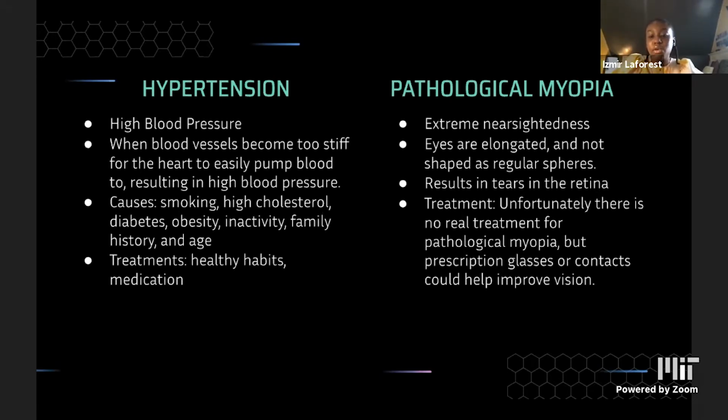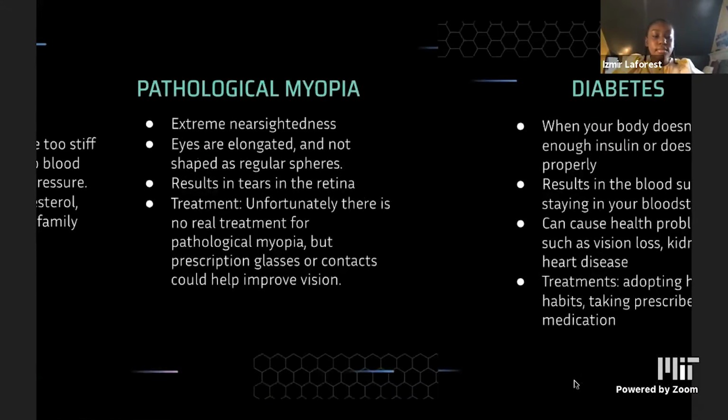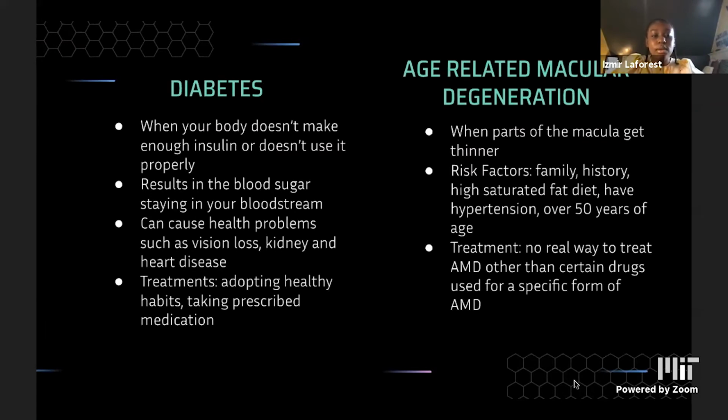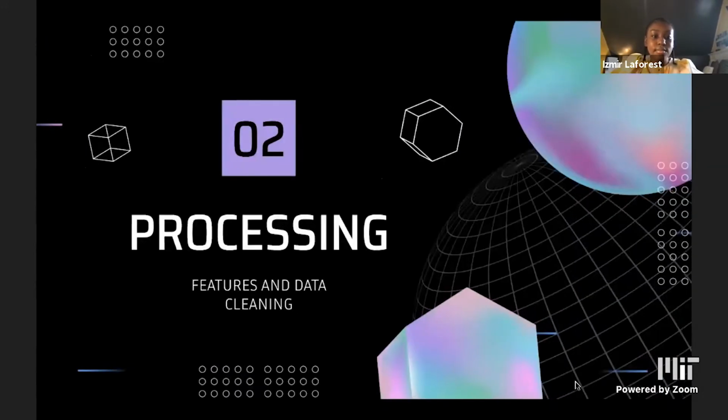And pathological myopia, which is extreme nearsightedness, when someone is so nearsighted that their eyes are elongated and no longer shaped like regular spheres. Furthermore, we have diabetes, which occurs when your body doesn't make enough insulin or doesn't use it properly, along with age-related macular degeneration, which is when parts of the macula get thinner with age.